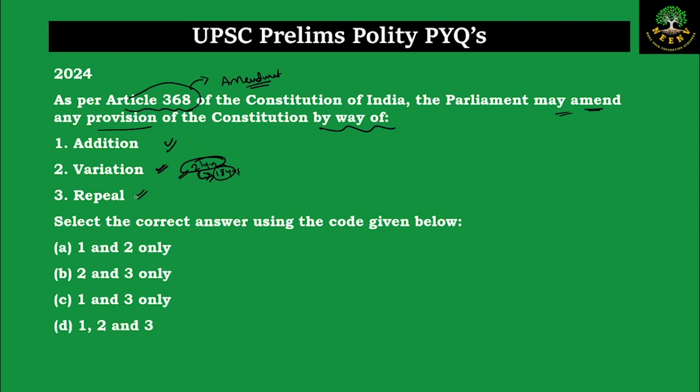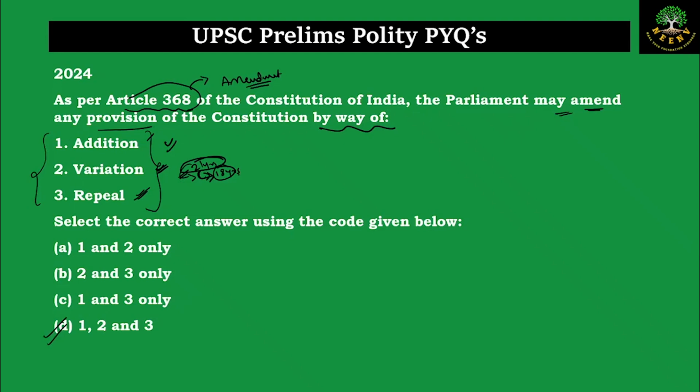Can something be repealed? Say some provisions of the Constitution are not relevant anymore. Can those provisions or articles be repealed? Yes, definitely. So when we say the power to amend, it is very holistic. It involves the power to add something, it involves the power to change something, and it also involves the power to repeal or remove something. That is what the comprehensive term amendment means. Now select the correct answer. What does amendment comprehensively cover? It covers all of this. So the answer will be 1, 2 and 3.